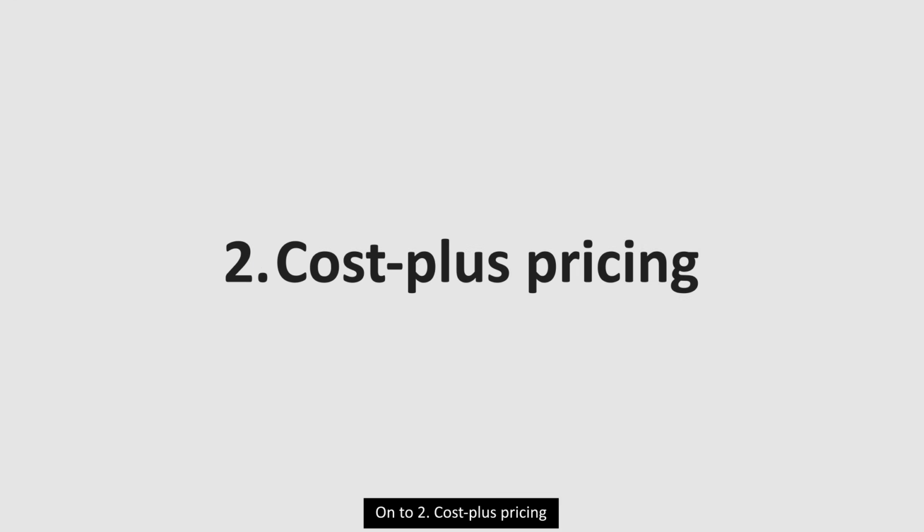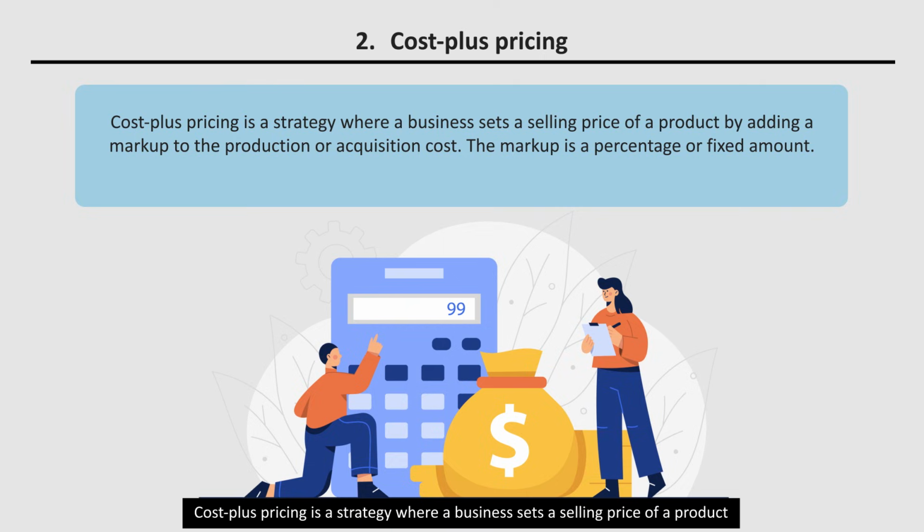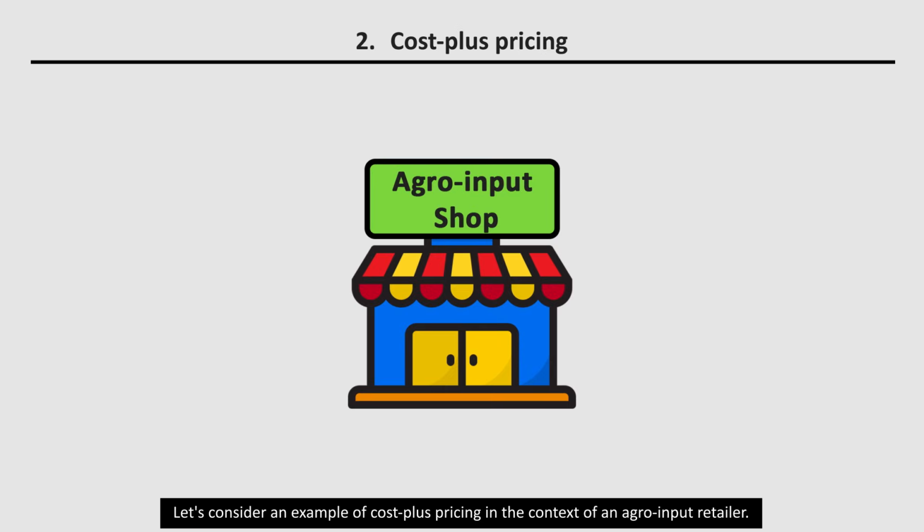On to 2. Cost plus pricing. Cost plus pricing is a strategy where a business sets a selling price of a product by adding a markup to the production or acquisition cost. The markup is a percentage or fixed amount.